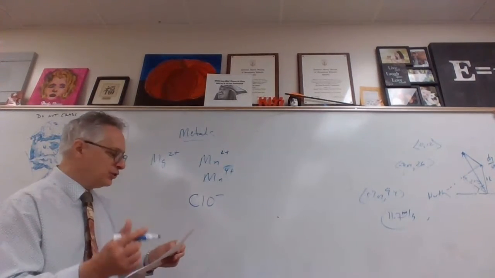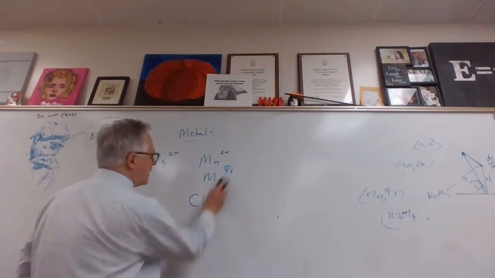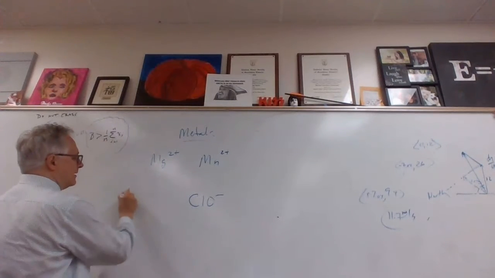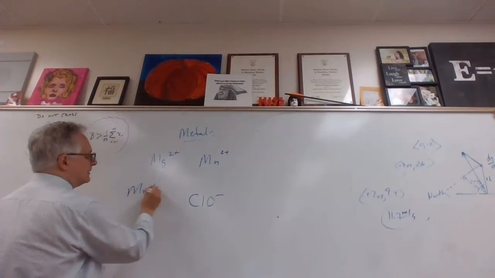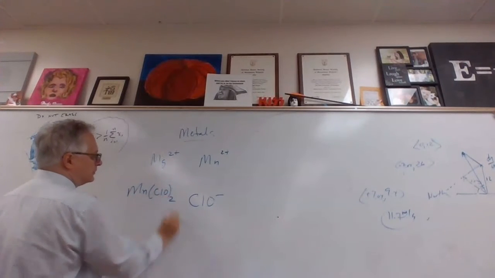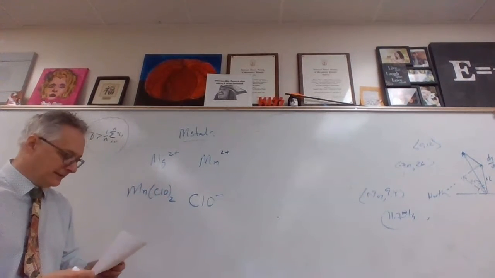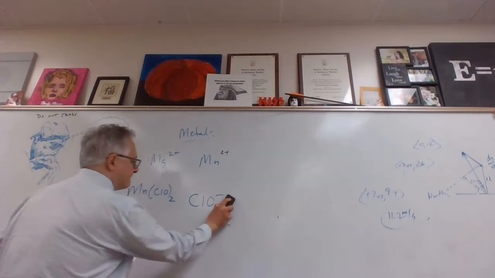So, manganese 2 hypochlorite. Well, hypochlorite has a -1 charge. So, again, Mn(ClO)2. Easy peasy. Okay.